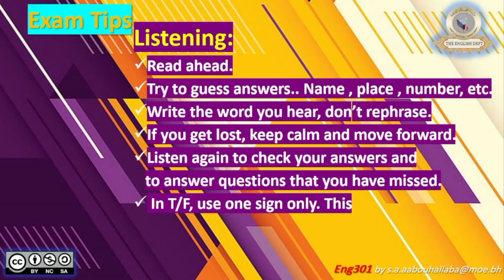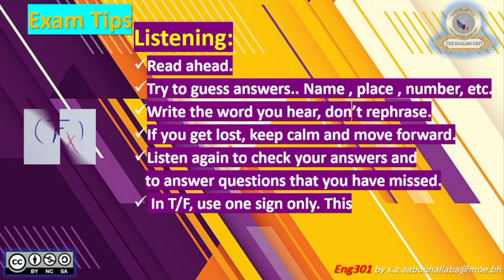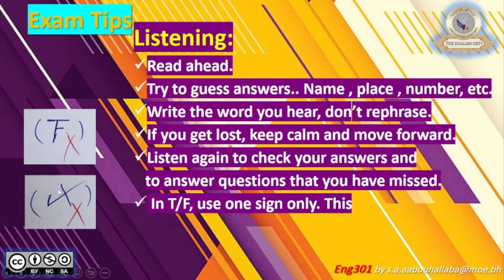Guys, a very, very common mistake done by some students. In true or false questions, use one sign only. This sign is not accepted and does not take any marks. Do not write T and then modify it into F, or F and then modify it into T. Or if you are writing a tick and a cross, do not make a tick and then add that line to make it a cross, or write a cross and add this to make it a tick. This way you are losing the mark.